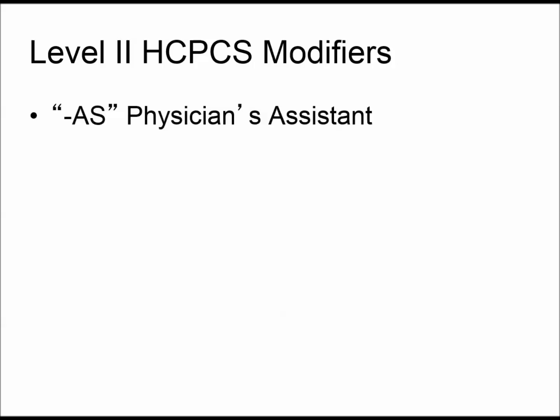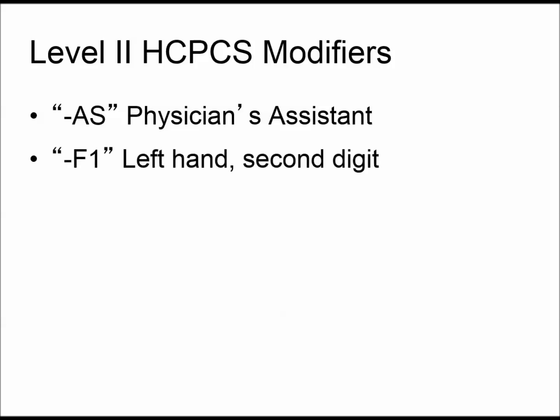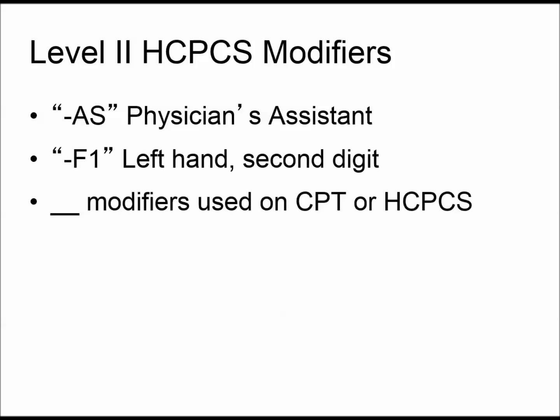You also have level 2 HCPCS modifiers. The examples given here are -AS, meaning physician's assistant, or -F1, left hand second digit. All modifiers used on CPT or HCPCS must be used in descending numerical order. In other words, if you have a code and you're going to use two different modifiers with that one code, then you need to use descending numerical order, where 62 will come before 50, because we're going in pecking order from the highest to the lowest.